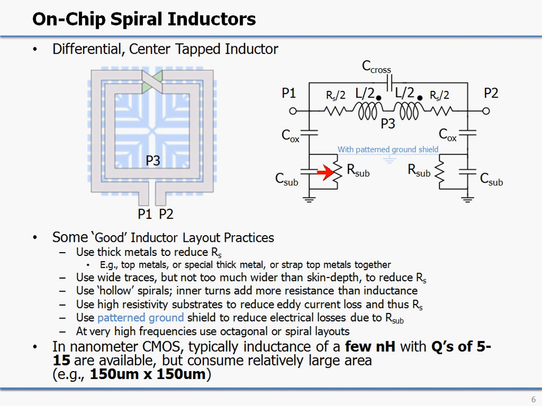In nanometer CMOS, you can get inductors of a few nanohenry, which will have quality factors between 5 and 15 maybe, and which, however, require areas which can be as large as 150 by 150 microns squared.